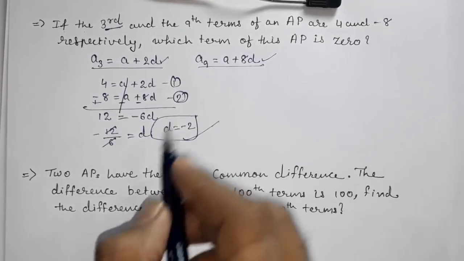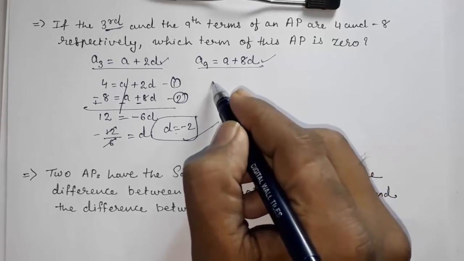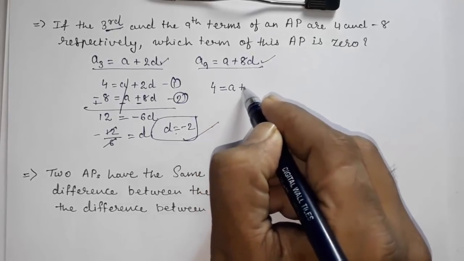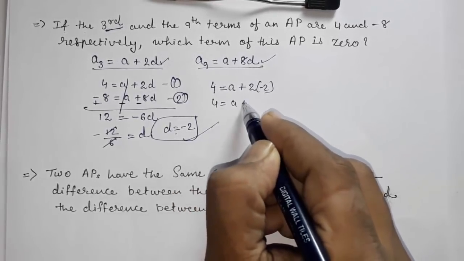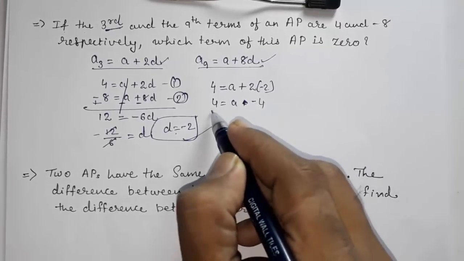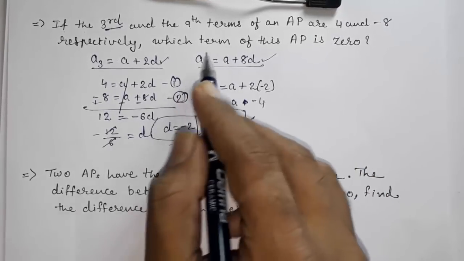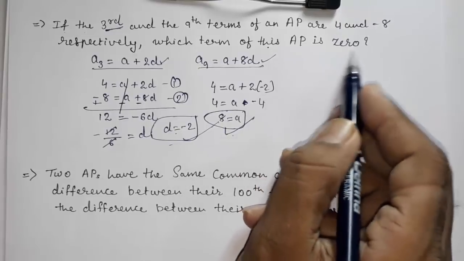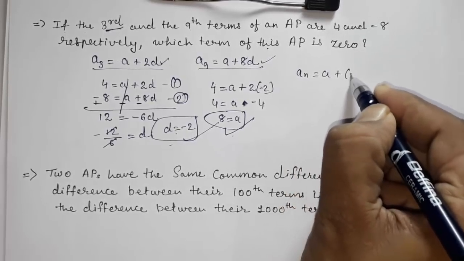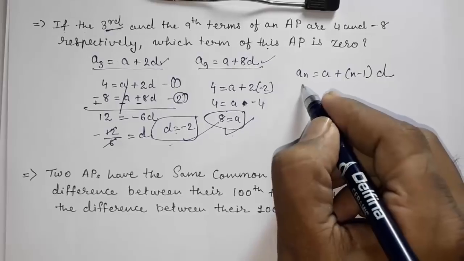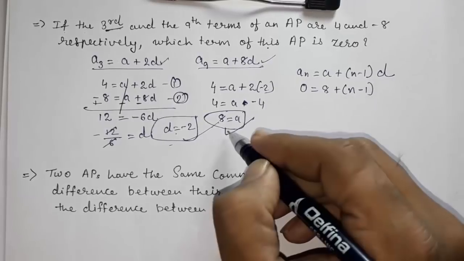So this is our difference. We want to find the zero term, so we put this difference in either of the equations. I am going to put it in equation number 1. 4 is equal to a plus 2 into minus 2. So it will become minus 4, which you can take across, so 8 is equal to a. So we got a and d. Now we have a and d, and we want to find which term of this AP will be 0. So our an will be 0. Again we will put it in an is equal to a plus n minus 1 into d. Now we have an as 0, our a is 8 and our difference is minus 2, and we have to find n.